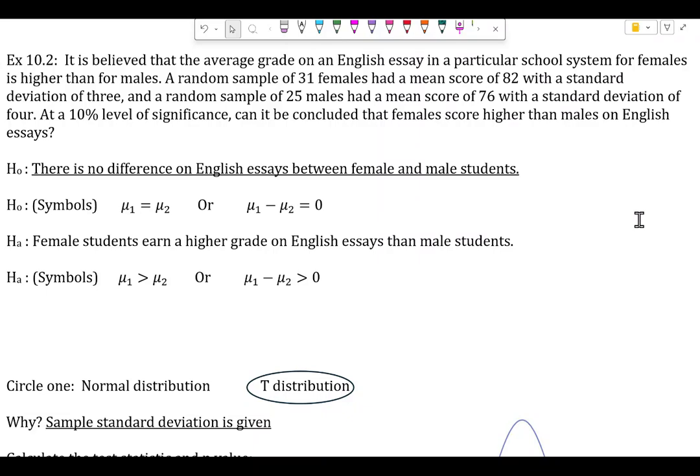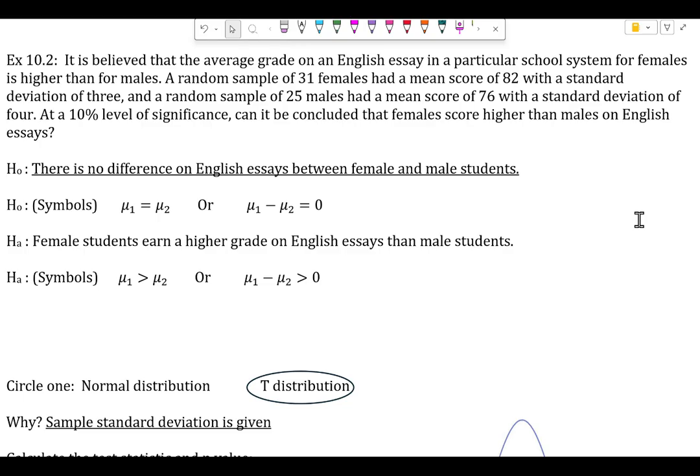Hello and welcome. In this second video for Module 10, we're going to look at the solutions of examples 10.2 and 10.3. Both the TI-84 and the GeoGebra statistics applet from our course will be shown for their solutions.